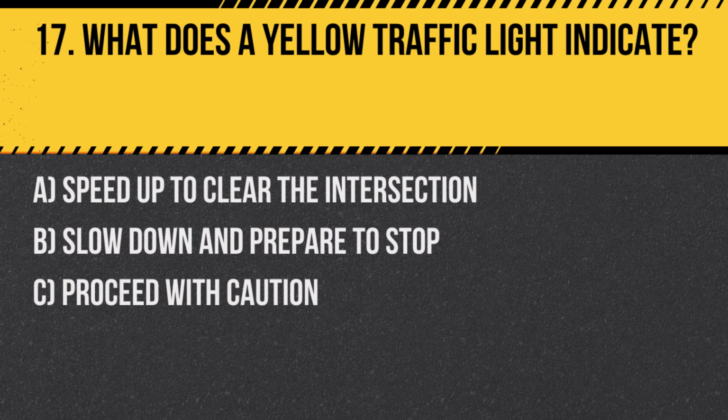C. Proceed with caution. Answer C. Proceed with caution. A yellow traffic light indicates that the signal is about to change to red. Proceed with caution and prepare to stop if it is safe to do so.